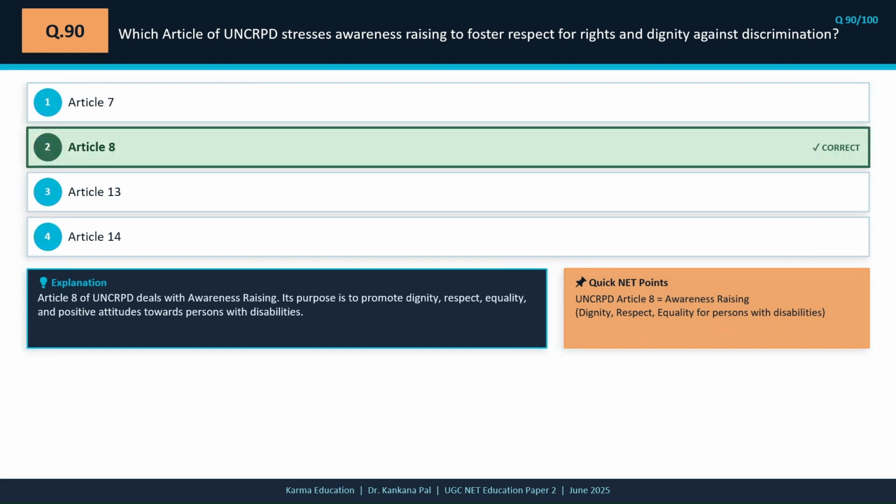Well, Article 8 deals with awareness raising. Its purpose is to promote dignity, respect, equality, and positive attitudes towards persons with disabilities. A quick net point. UNCRPD, Article 8 equals awareness raising. Now, let's see question number 91.